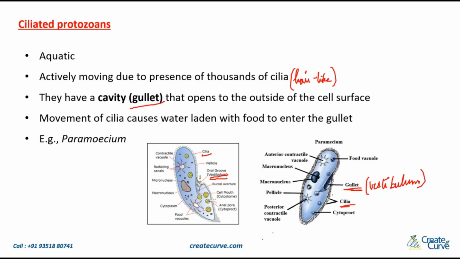Now the movement of the cilia will cause the water to get in over here. Now, when the water gets in, whatever food particles are going to be there, smaller organisms, anything like that, will also get into the gullet. So that is how this particular organism will get its food, because here it cannot throw out pseudopodia or something like that. So how is it going to acquire its food? This is through the movement of the cilia, which causes the water laden with food to enter the gullet. Okay, an example is paramecium. What you see here is a paramecium.